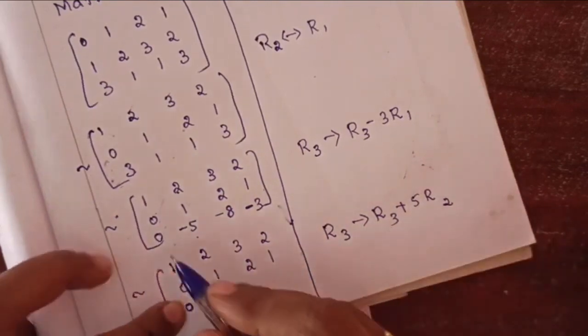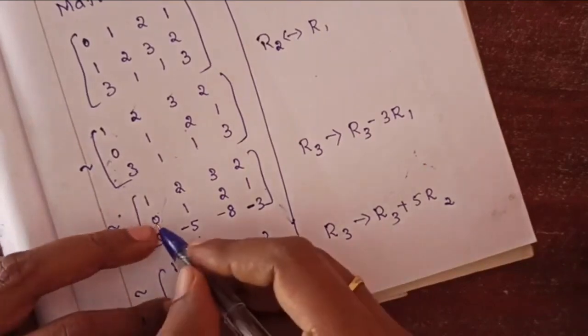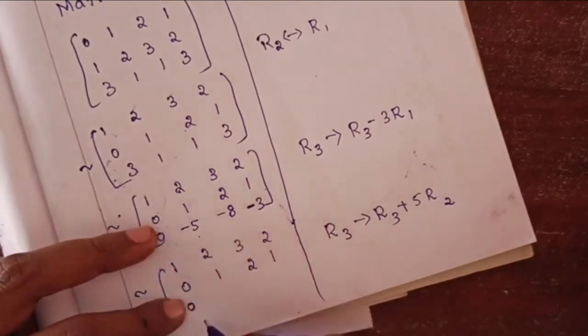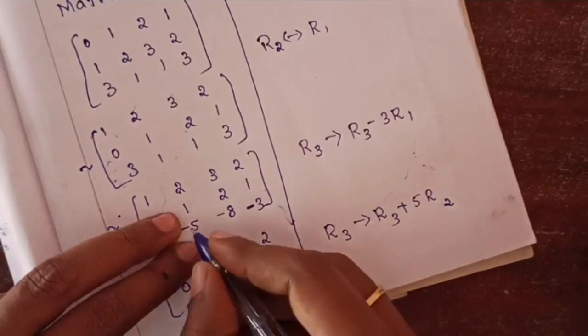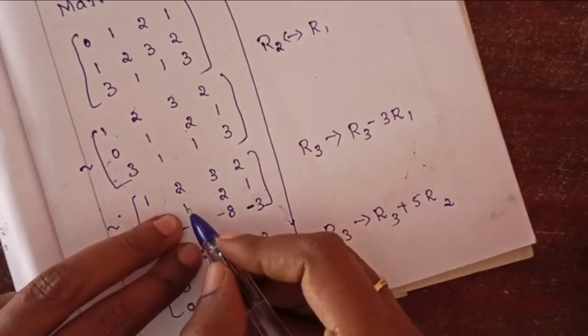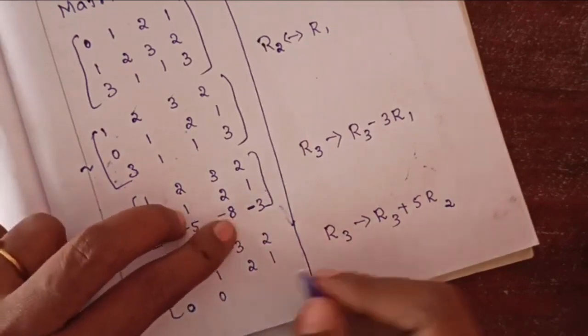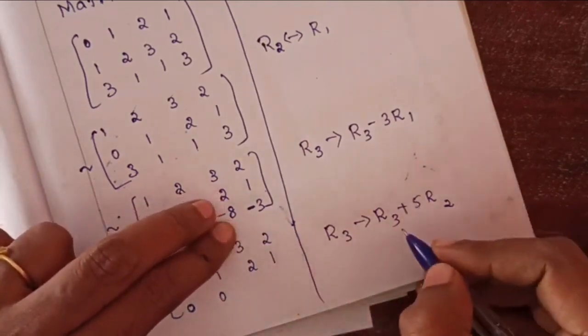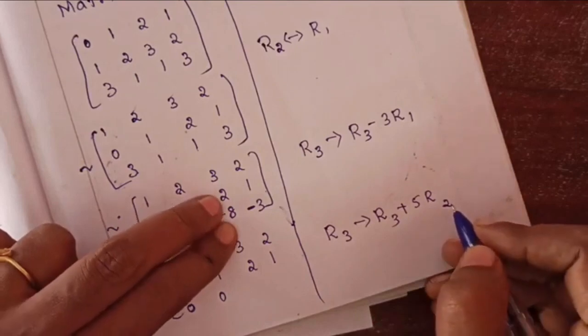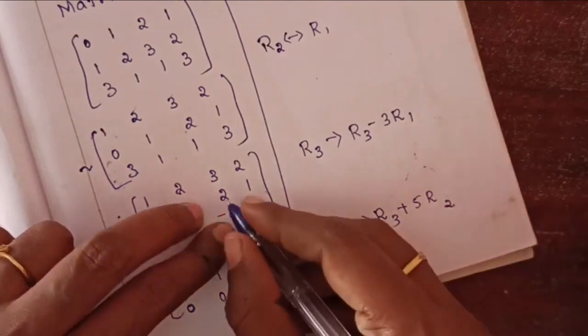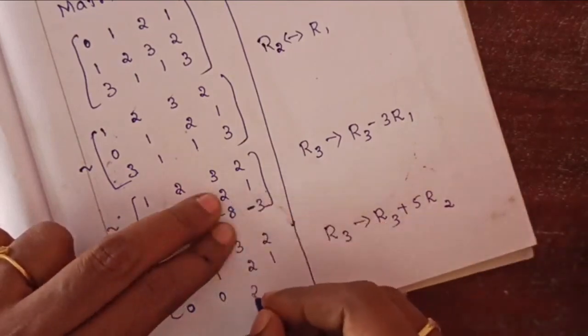R3 plus 5 into R2. So 5 with any 0 means we will get again 0. The next one, minus 5 plus 5 into 1. So how much will we get? 0. Then minus 8, minus 8 plus 5 into 2. So 10. So minus 8 plus 10 means we will get 2.